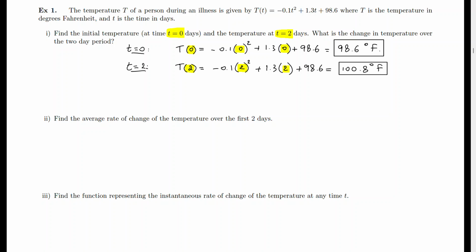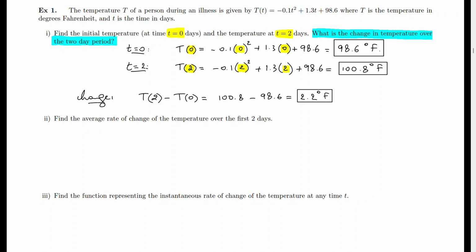Now, the second part of the question said, what is the change in temperature over the 2-day period? So what do they want me to do here? The change in temperature is going to be given by capital T of the second point minus capital T of the first point, in this case 2 and 0. So all I have to do is subtract 100.8 minus 98.6. That's the change in temperature over the 2-day period, and we can see that this is about 2.2.